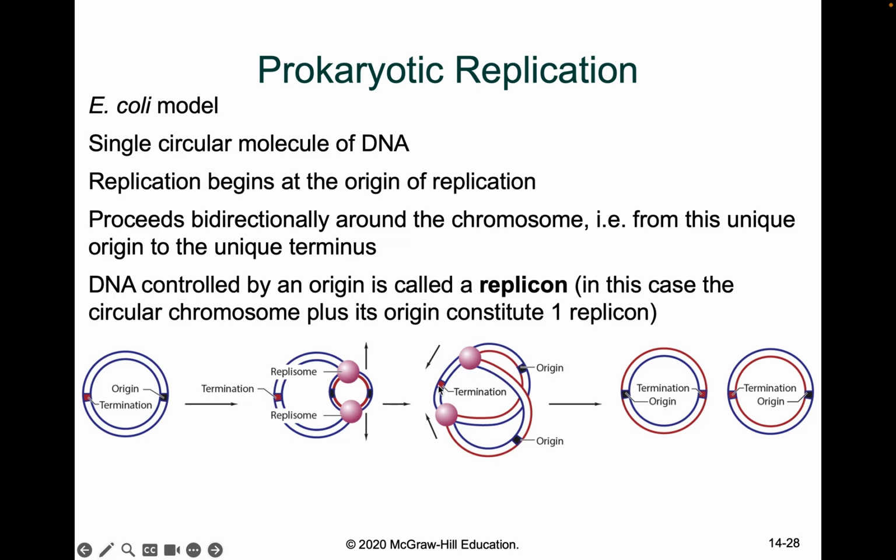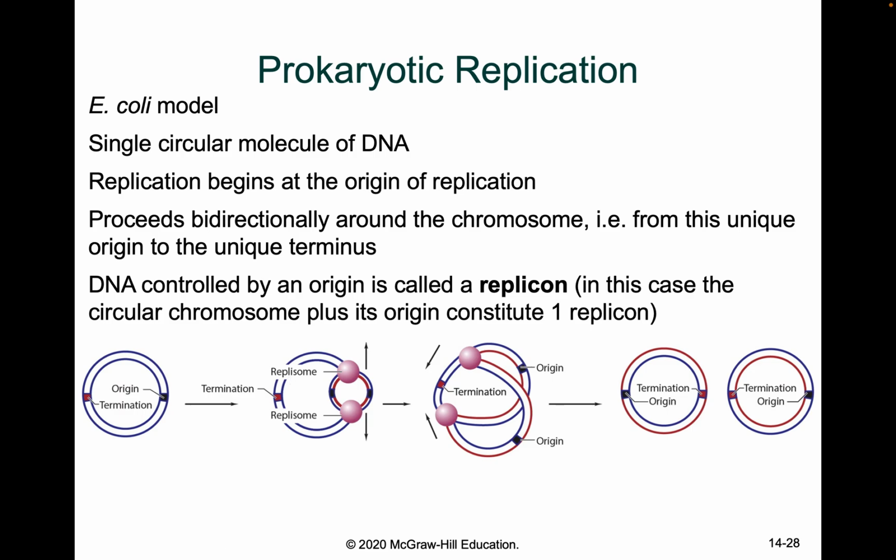So the termination point, as the name says, is basically the point where DNA replication ends. And then the enzymes recognize this and cut it, so you get two copies. So this is basically how prokaryotic replication occurs in a very easy manner.